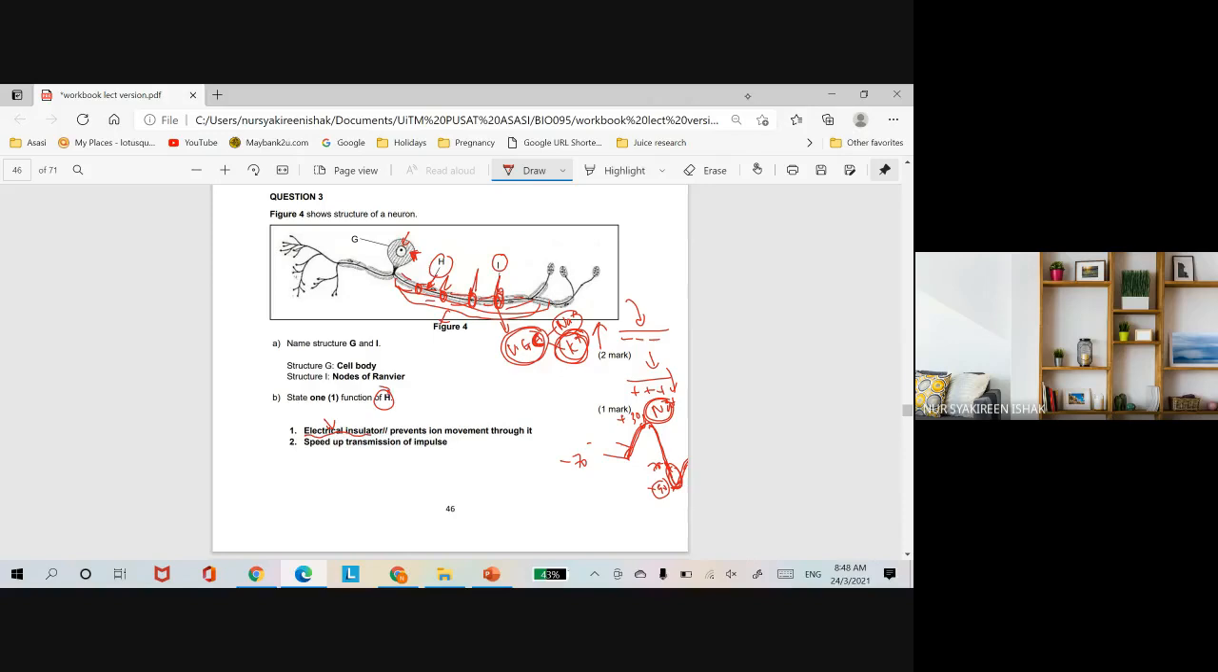Okay, so another function of the myelin sheath is to speed up the transmission of impulse through a process we call saltatory conduction. Okay, so saltatory conduction is when the impulse jumps from node to node, from one node to another node. Okay, so that is how the myelin sheath functions. One, it functions as the electrical insulator. Second, it speeds up the transmission of impulse through saltatory conduction, the leaping of action potential from one node to another node of Ranvier.